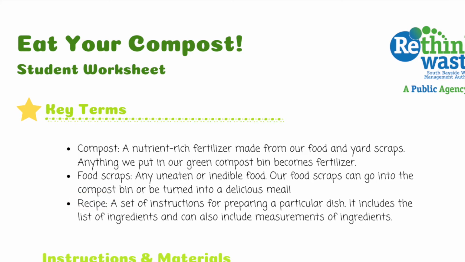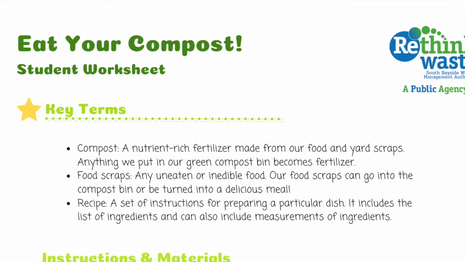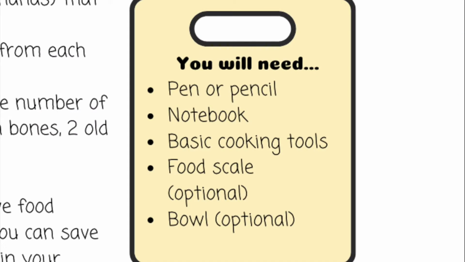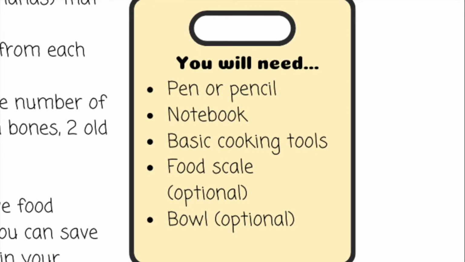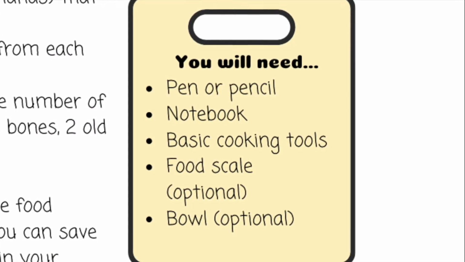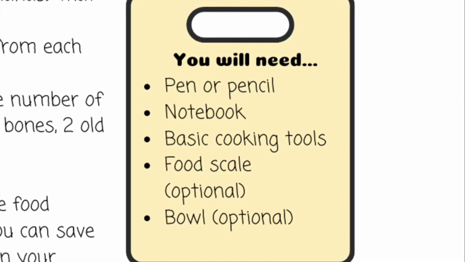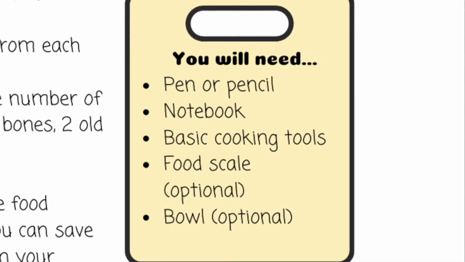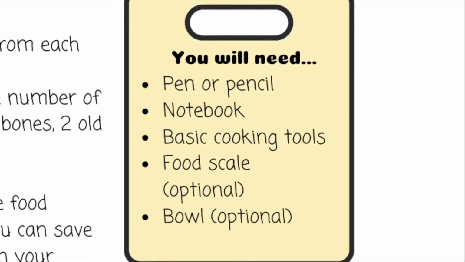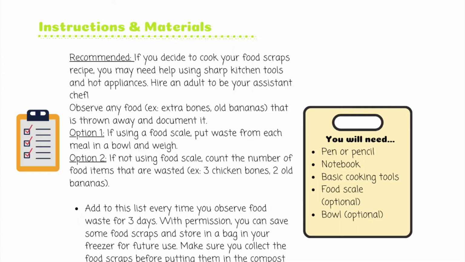Recipe, a set of instructions for preparing a particular dish. It includes the list of ingredients and can also include measurements of ingredients. You will need a pen or a pencil, a notebook, and basic cooking tools. Optional items are a food scale and a bowl.